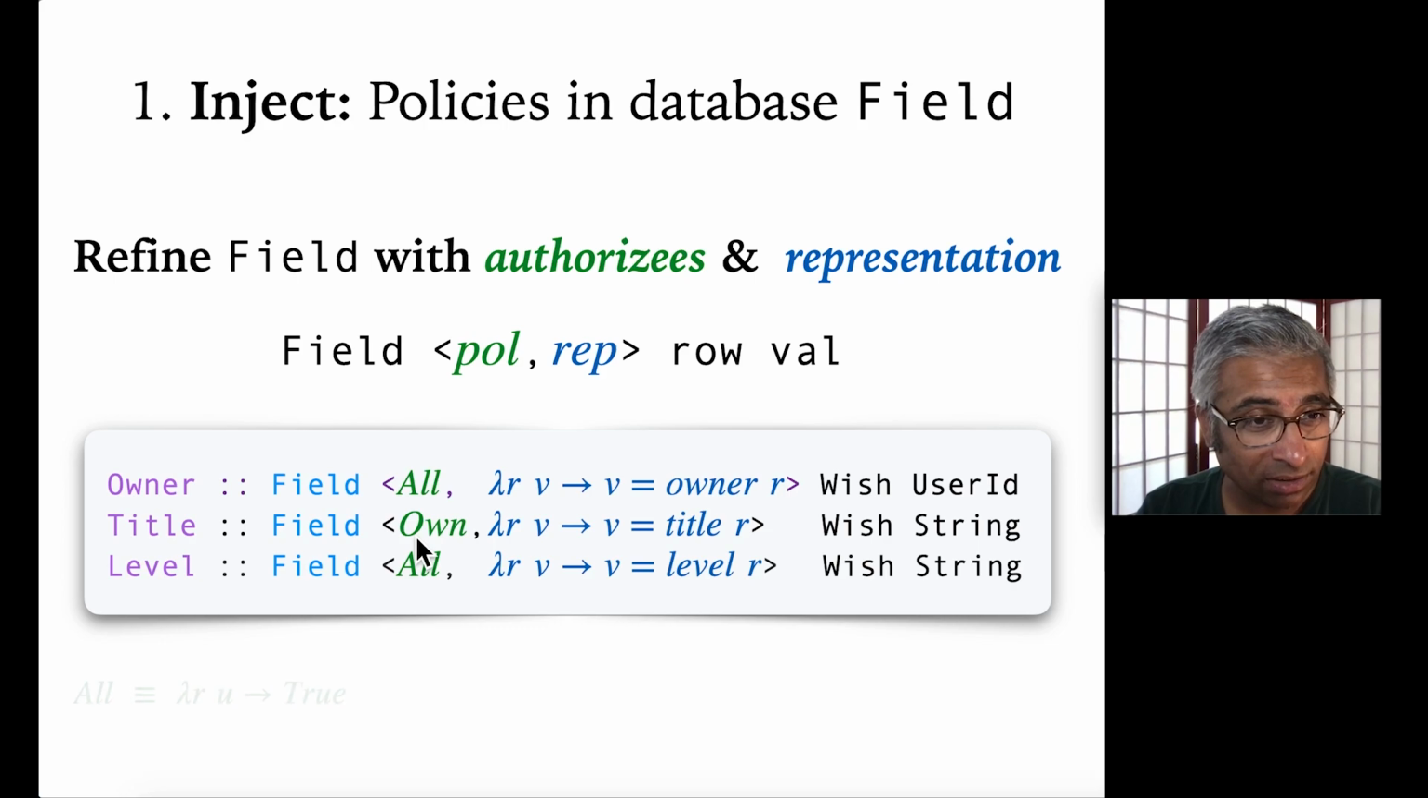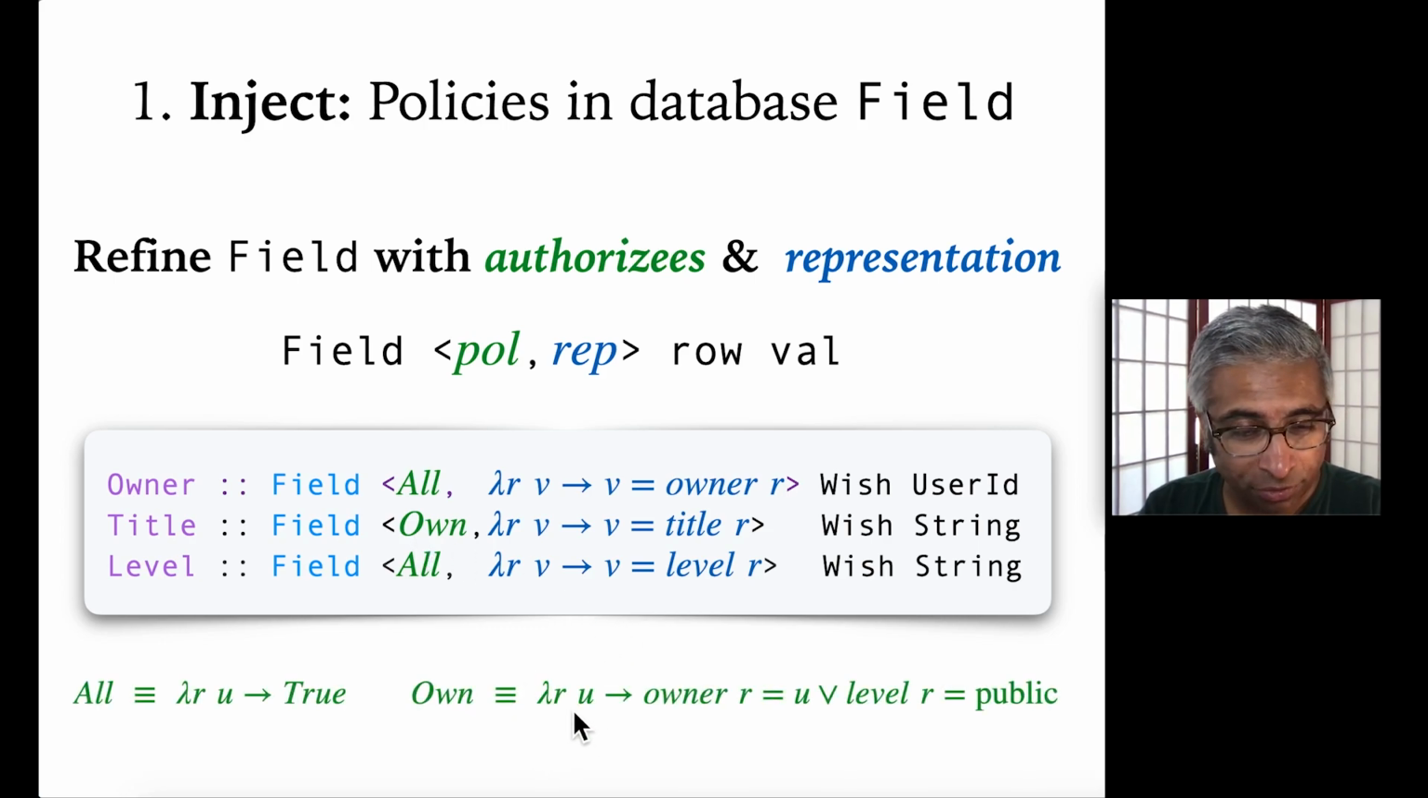First, the policy for that particular title, which was, if you recall, for any row and for any user, a user is allowed to view that particular row if either the owner of that row is the user, or the level of that row is public. Okay, and so that's what these green bits are, they're taken directly from the database schema policy specification.